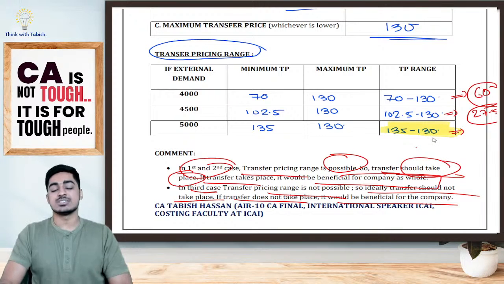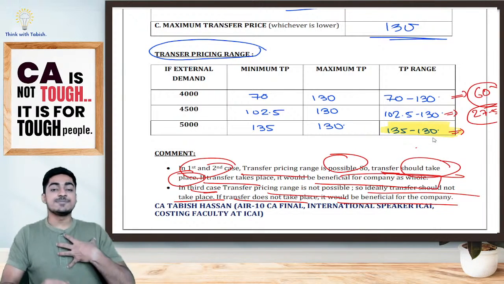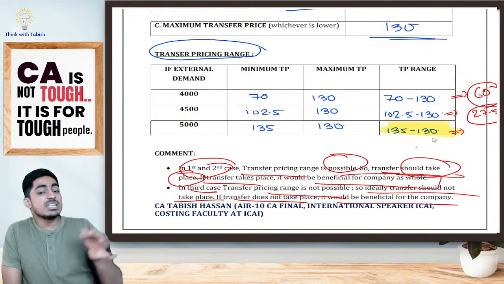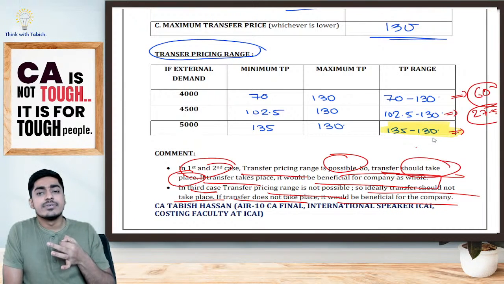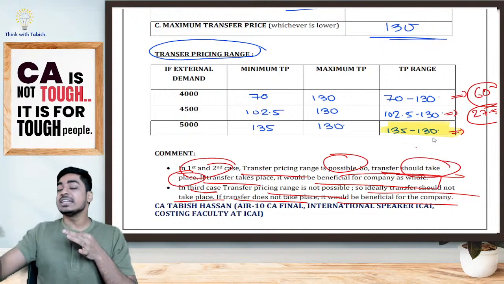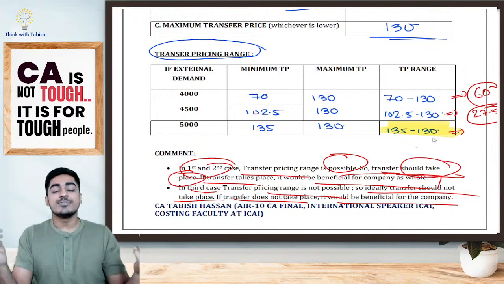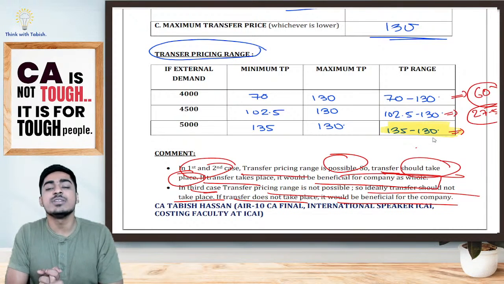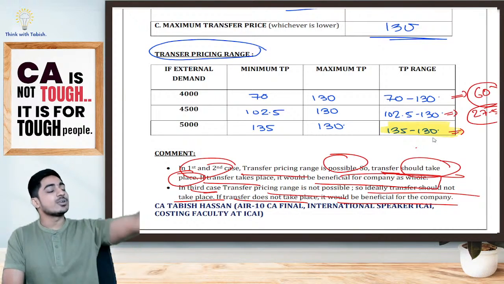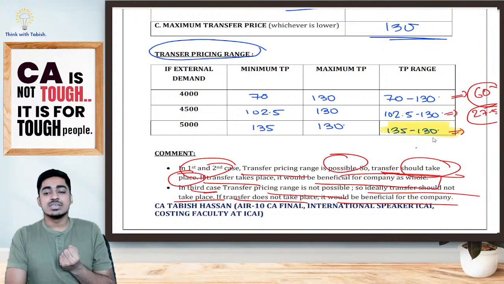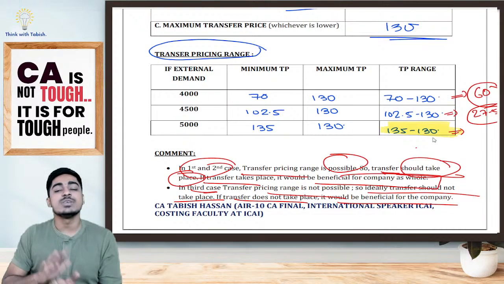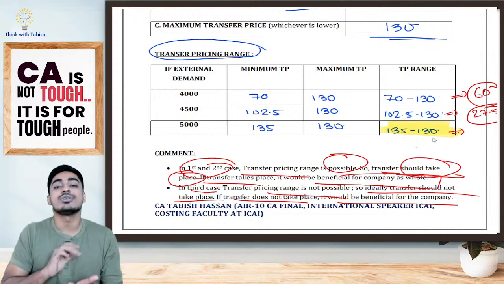But in the third case, look at this. What is happening? Transferor, I have full supply now. Customer is willing to pay me 135. For my transferee, he is getting the goods at 130. So if we make the transfer possible, it is not beneficial for the company. What is the company telling? Transferor, you sell it at 135, so we get 135 cash. Transferee, you buy it at 130, so you pay 130. So net 5 rupees benefit we have if transfer does not take place.